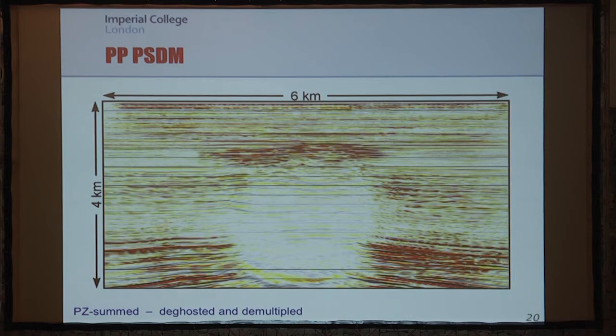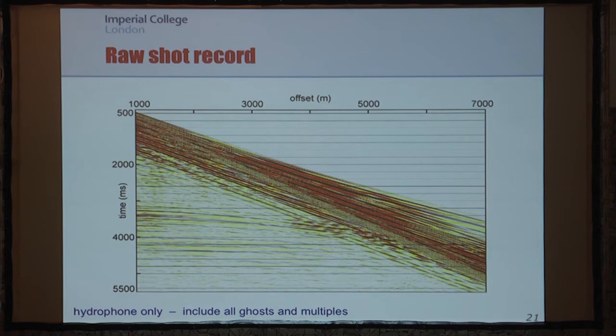The raw field data looks like this. So this is one shot fired into one cable. The shot's over here somewhere. You can see this cable starts at an offset of 1 kilometer, and the time is starting at half a second. So the shot's up here somewhere. You can see a few features.